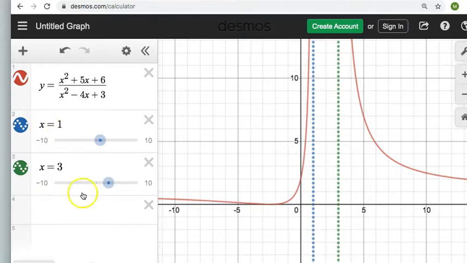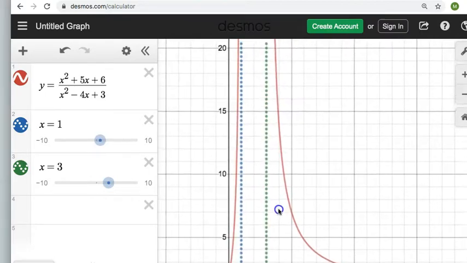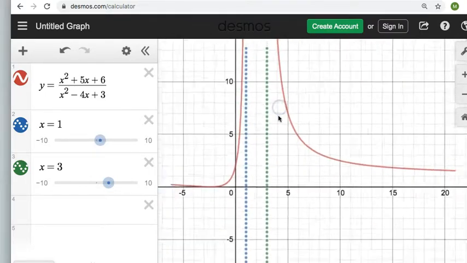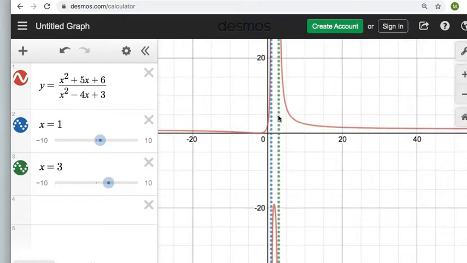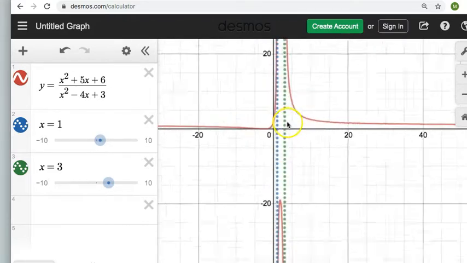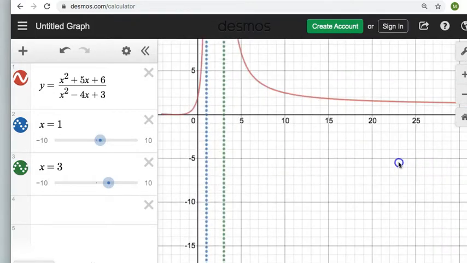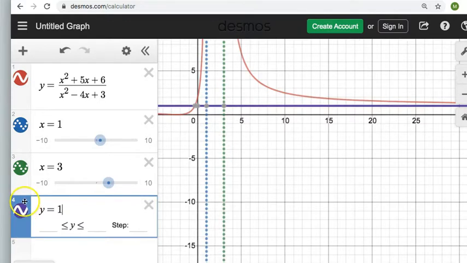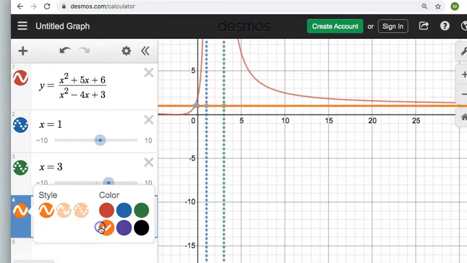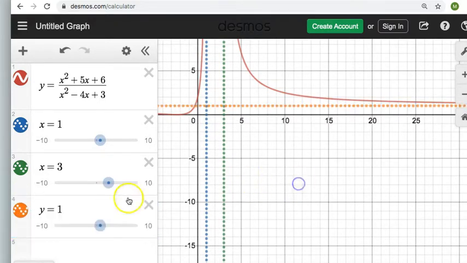I've actually drawn in the vertical asymptotes as well, okay? Sorry, that's x is 1 and x is 3, the other vertical asymptote. You can see here as x gets close, I can zoom in that way, so you can see what happens as x gets big. I'm also going to sketch the line y equals 1, because we said that was an asymptote as well, and I'll do that one in orange and dot it.